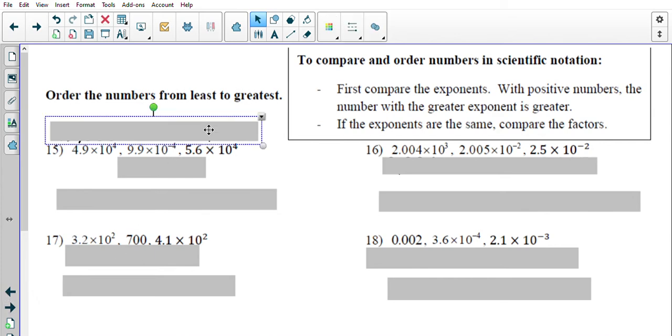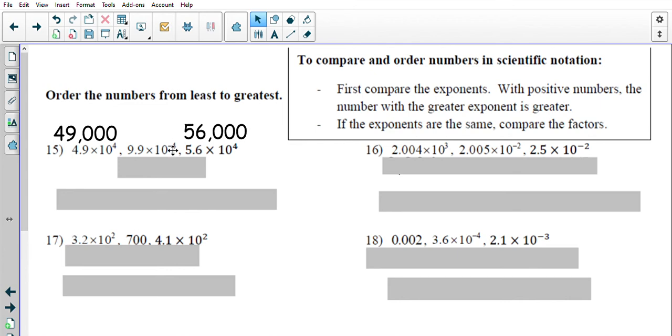So in number 15, let's take a look at these. 4.9 times 10 to the 4th is 49,000. 9.9 times 10 to the negative 4th is 0.00099. And 5.6 times 10 to the 4th is 56,000. You don't have to write them in standard form to compare them. Obviously, this guy right here has to be the smallest because it's got a negative exponent. And then if you want to compare these two guys, they have the same exponent, and 5.6 is bigger than 4.9. So this would be my next smallest, followed by this guy.